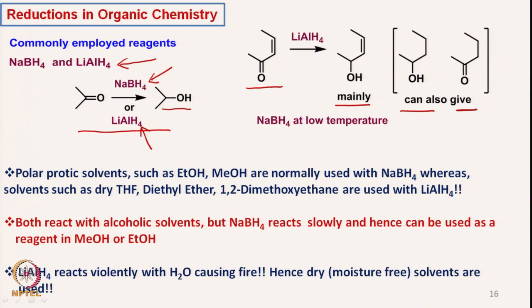And if one takes the alpha beta unsaturated ketone such as this, and wants to convert this into the corresponding allylic alcohol, then the reagent that is commonly employed is lithium aluminum hydride. But it also can lead to the corresponding saturated alcohol, or under certain conditions can also lead to the corresponding ketone in which the double bond has only been reduced, particularly when we carry out the reaction with sodium borohydride at low temperature, we can mainly get this, but lithium aluminum hydride always gives the allylic alcohol. We can also find certain conditions under which we can get these two molecules with both sodium borohydride as well as lithium aluminum hydride.